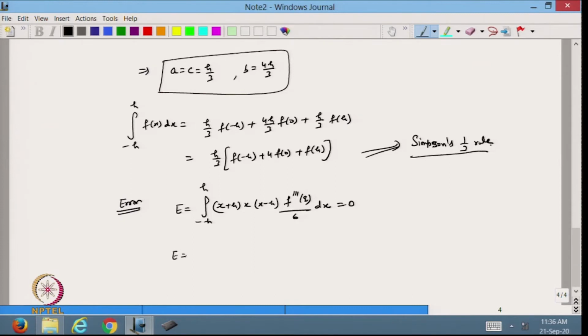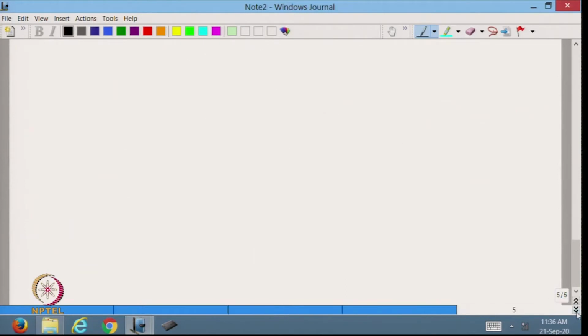So, in that case we have to take the error from minus h to h, (x plus h) into x squared into (x minus h), and the fourth derivative by 24 dx. So, this one we can calculate, and now how can we calculate this one? The first thing is that we can do the integration and find the result. The other thing we can do is that the error will be, of course, some c times the fourth derivative divided by 24.